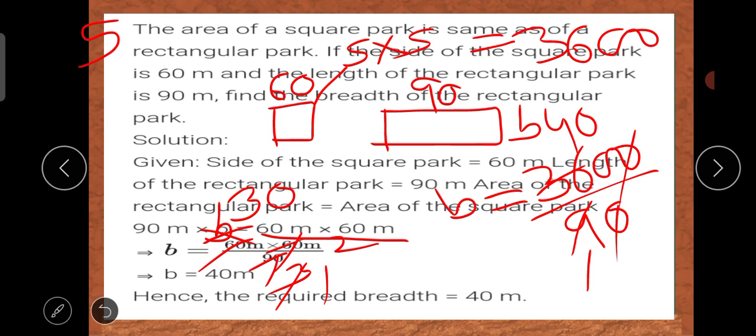Okay. Now here 3 1s are 3 and here 60 will cut and write here 20, sorry. 60 will be divided by 3, so we will get what? 20. Now 20 into 2, again we will get what? 40. Both methods are easy, any method you can use. So here we find the value of B, that is 40 meter.